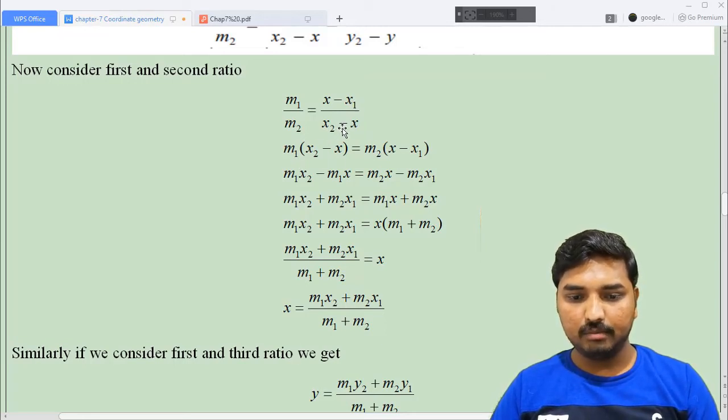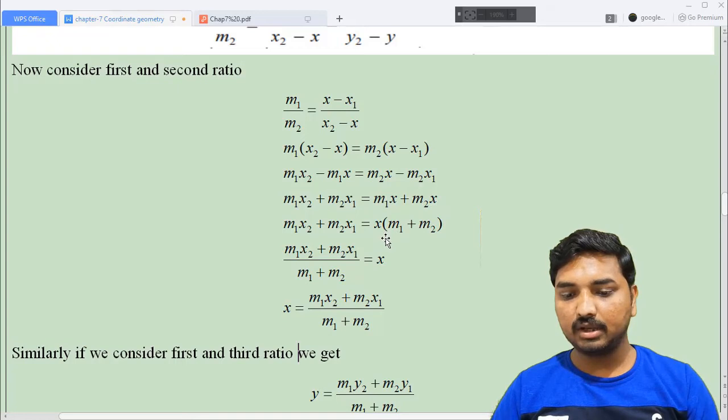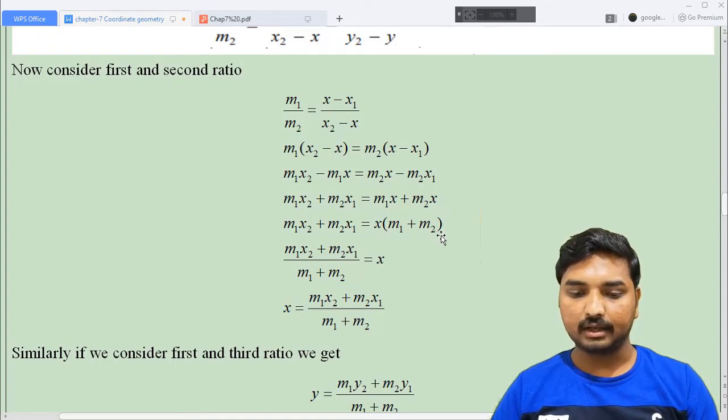Then on cross multiplication you will get M1 x2 minus M1 x, and then M2 into x means M2 x, and minus M2 into x1 means M2 x1. And then I'm going to shift the terms which contain x. This contains x and this also contains x. I'm going to shift this term towards the right side and this one towards the left hand side. From these two terms you can take x as a common. If you take x as a common, M1 plus M2 within the bracket, and I'm going to cross multiply this term towards the left hand side.